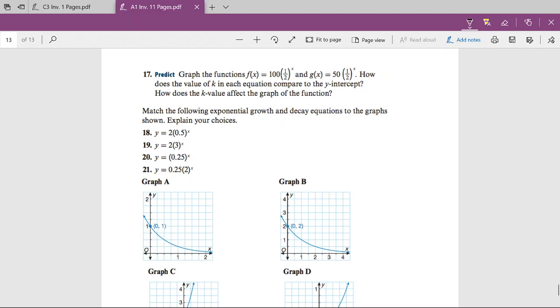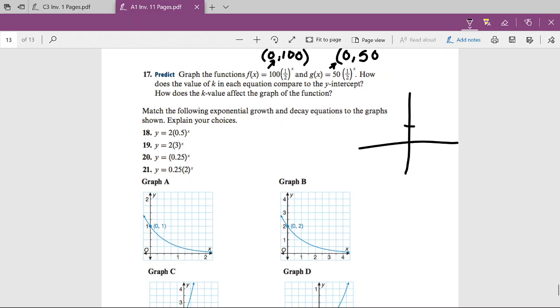Number 17, graph the functions f of x equals 100(1/2)^x, and g of x equals 50(1/2)^x. How does the k value compare to the y-intercept? Well, the k value is the y-intercept, just like we said before. I would have (0, 100), and I would have (0, 50) for these respectively. So when we look at the graphs of these, I'll just show them.